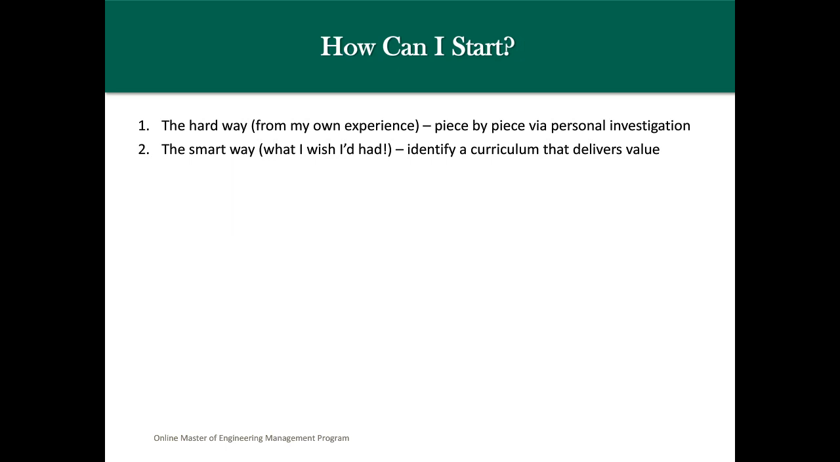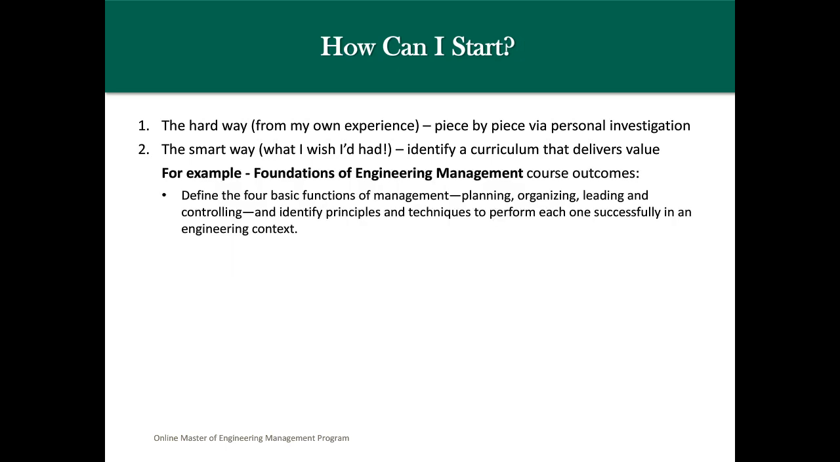So I'm going to show you those 5 course outcomes and comment on those. So the first one in our Foundations of Engineering Management course, our first course outcome is to enable the student to define the 4 basic functions of management, which are planning, organizing, leading, and controlling. And that's from the guide to the engineering management body of knowledge. And so we draw on some of these course documents as well as textbooks and the instructor's own experiences.